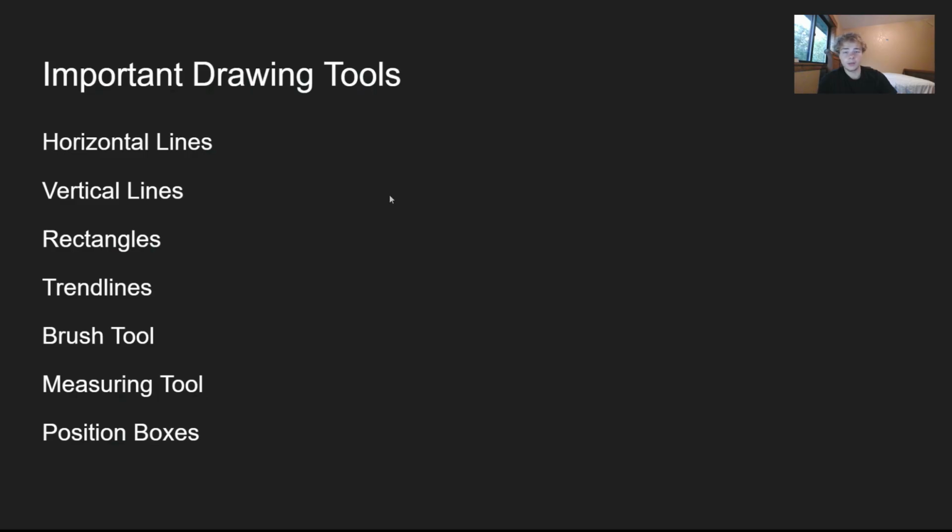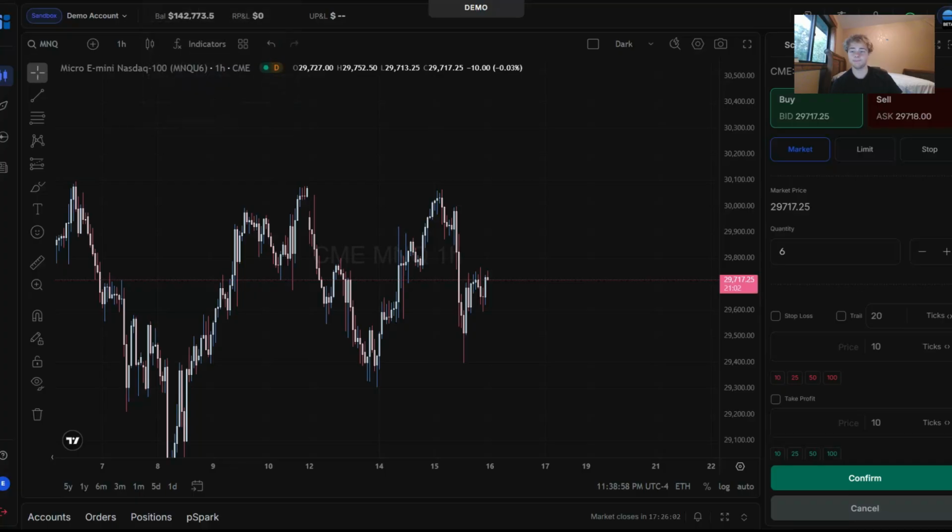Drawing tools, there's a lot of them, but there's only a select few that you need to necessarily know, most likely, that are going to be helpful for you. So let's hop on the charts and take a look at that.